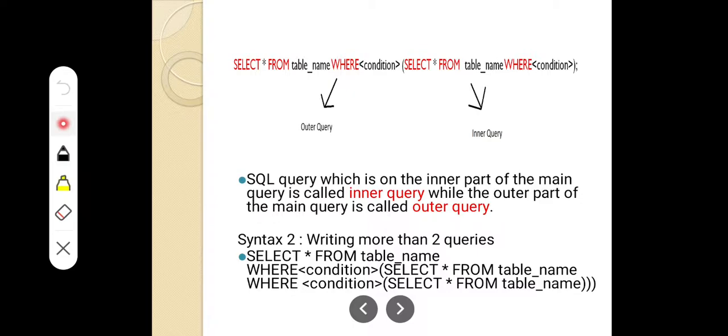Suppose we have more than two queries. Here in this syntax we have only two queries. If we have more than two queries, we use this concept: select star from table name where condition. Inside that query we write another query, select star from table name where condition. Inside this query we write the third query. In this example we have only two queries, but if we have more than two, we can write them in this nested fashion. Clear?